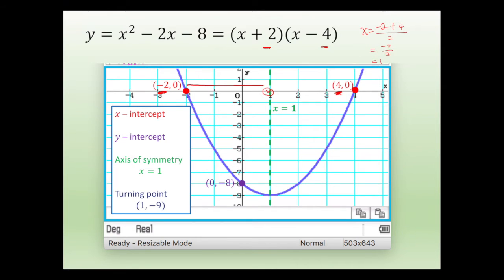So the distance between this point and the axis of symmetry must be the same as the distance between that point and the other. Since we know x equals 1, and we know that the turning point occurs at the axis of symmetry, substituting 1 into the equation, y equals (1 + 2) times (1 - 4), which is 3 times -3, that will give me -9.